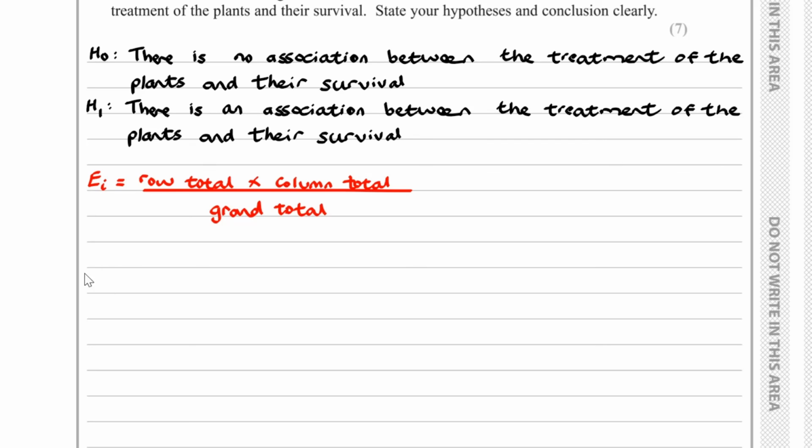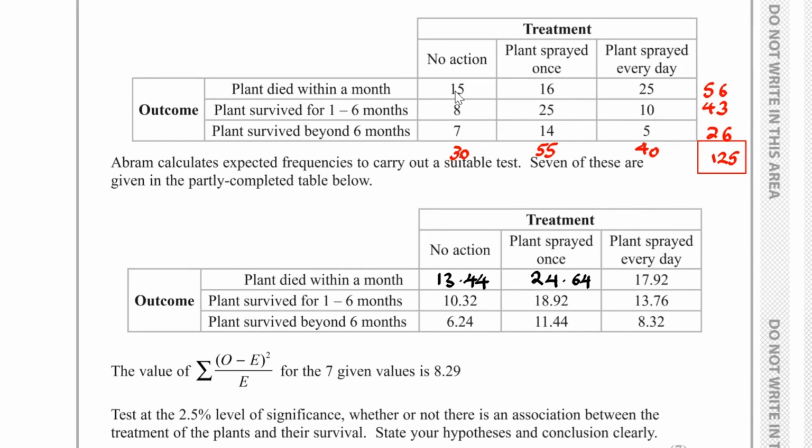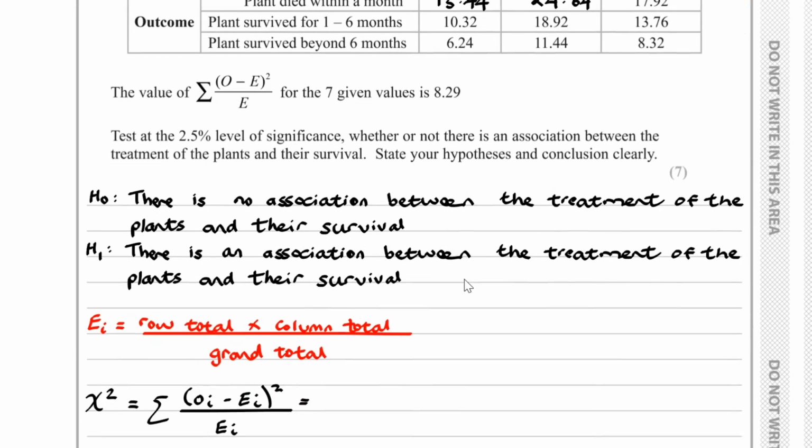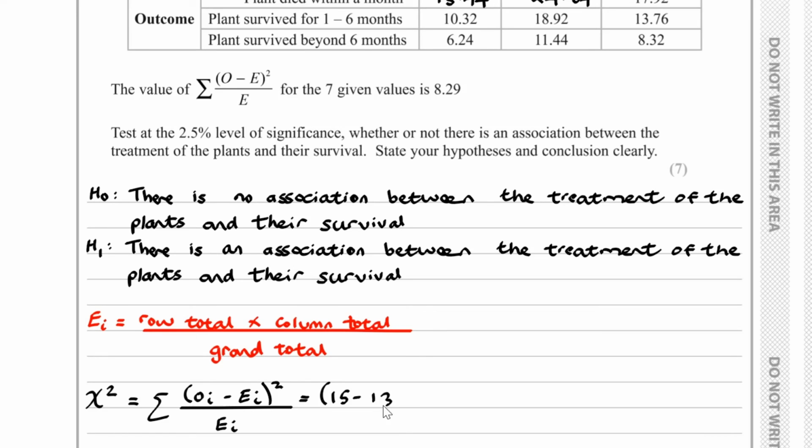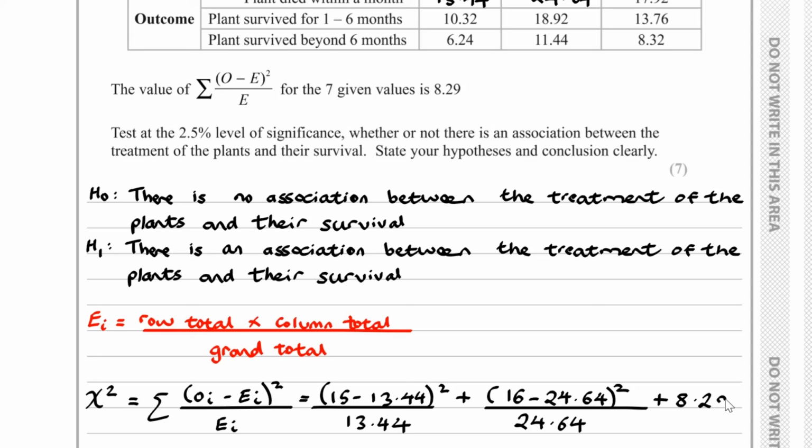Okay, so what we can now do is find out the test statistic. Chi-squared is equal to the sum of the observed minus the expected, all squared, over the expected. So for the remaining 7, those are already calculated. For the 2 that weren't calculated, we have 15 minus the 13.44 all squared over 13.44, and then we have 16 minus 24.64 all squared over the 24.64, and happily for us, for the remaining 7 that was calculated, it'd be 8.29.